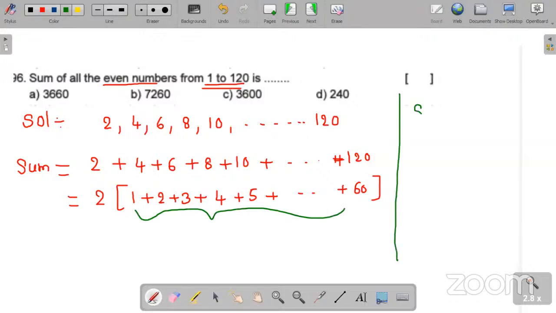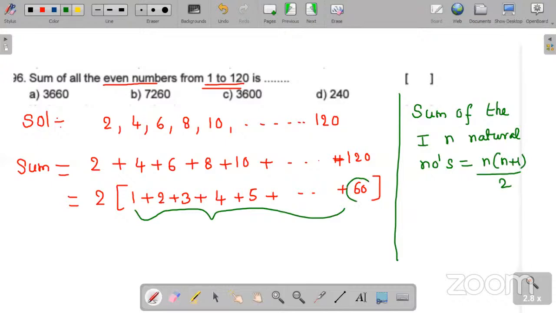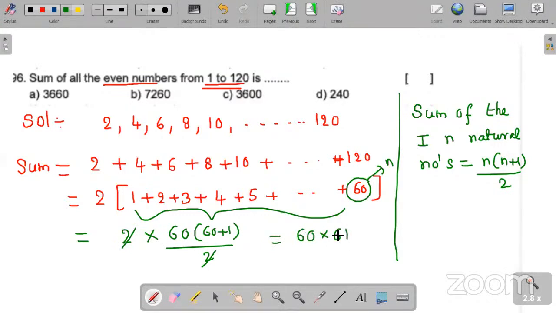So I will give one beautiful formula. The sum of the first n natural numbers was given by the great mathematician Carl Friedrich Gauss. The formula is n into n plus 1 by 2. Here n is 60. So this is equal to 2 times 60 into 60 plus 1 by 2. This 2 gets cancelled. 60 into 61. This is the answer. So what is your answer?